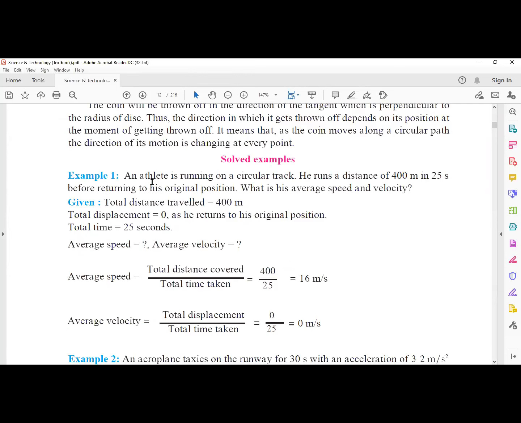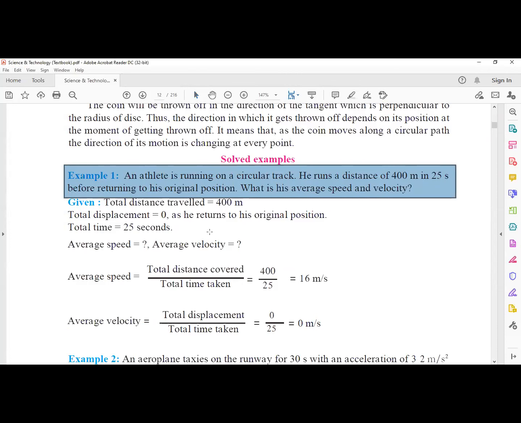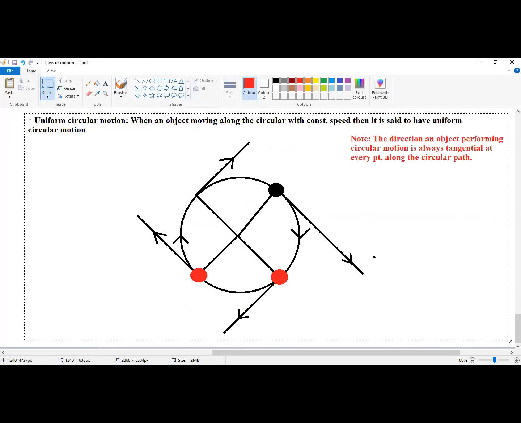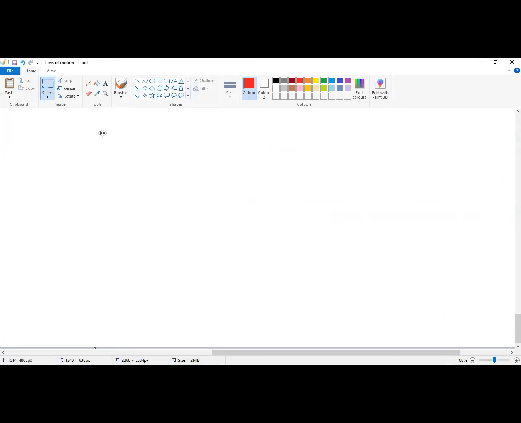Now let us try to understand these solved examples. Let us try to understand the solved example. So we take this first one. See what is given. We'll take a snapshot and get into the paint window. So let's take this into the paint window and we'll try to solve it. Let's delete this part. Have you all taken this screenshot? Yes, sir.